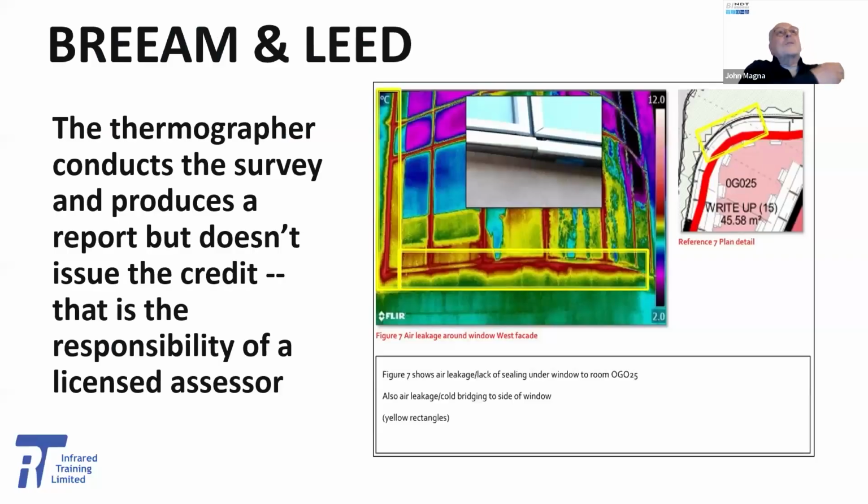The thermographer conducts the survey and produces the report, but issuing the credit is the responsibility of a licensed assessor, who should also verify the thermographer's qualification and ensure that the survey complies with relevant applicable standards. Reporting should be complete, detailed, with thermal images and analysis, and with reference to architect's plans and specifications where any anomalies have been identified. And if reportable anomalies are discovered, then a follow-up survey will typically be required to demonstrate that the issue has been rectified before credit can be awarded.